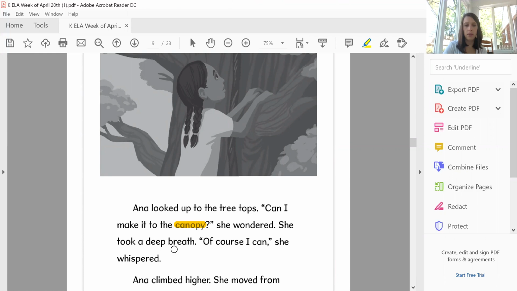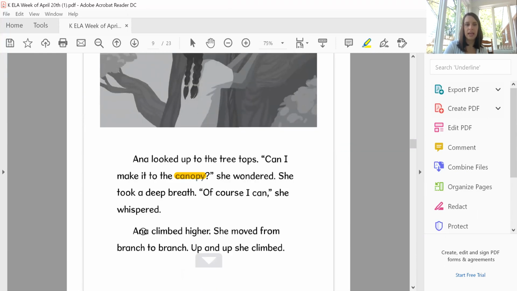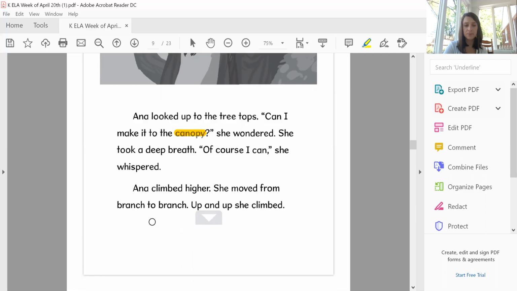She took a deep breath. Of course I can, she whispered. Anna climbed higher. She moved from branch to branch. Up and up she climbed.